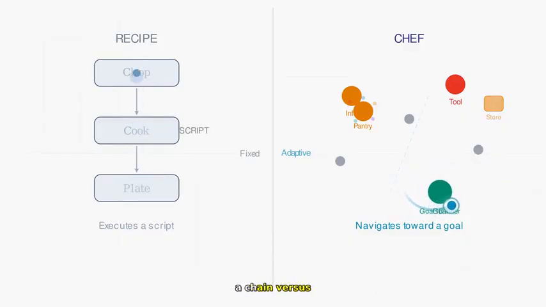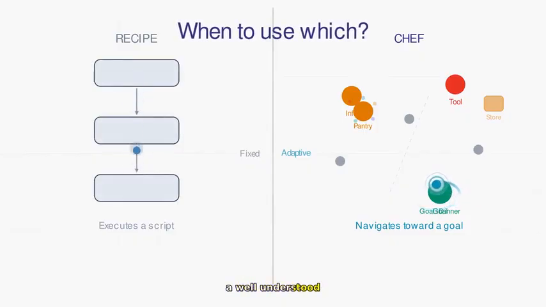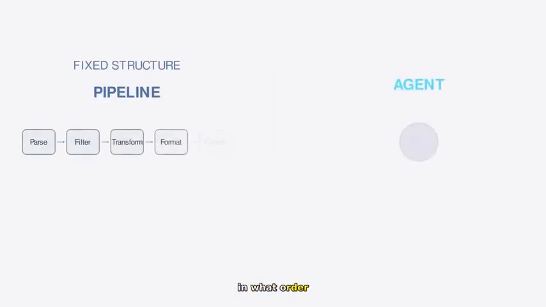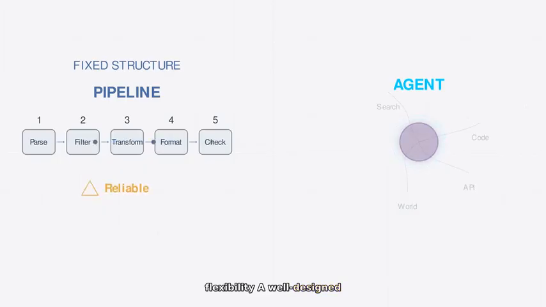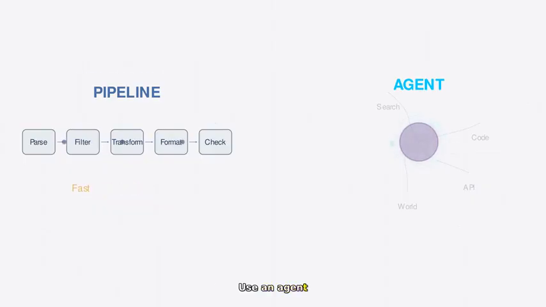So when should you use a chain versus an agent? Use a chain when the task has a well-understood fixed structure. You know exactly what stages are needed, in what order, every time. The input domain is predictable. The output format is specified. You value reliability and controllability over flexibility. A well-designed pipeline will outperform an agent for structured, repeatable tasks. It's faster, cheaper, and more debuggable.